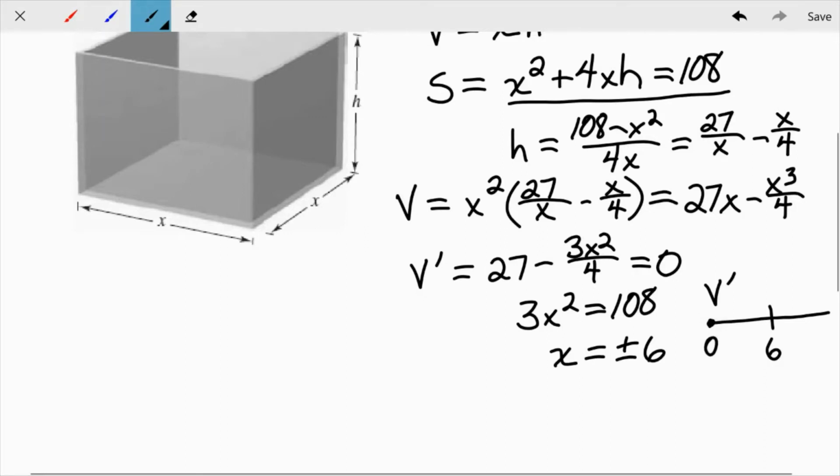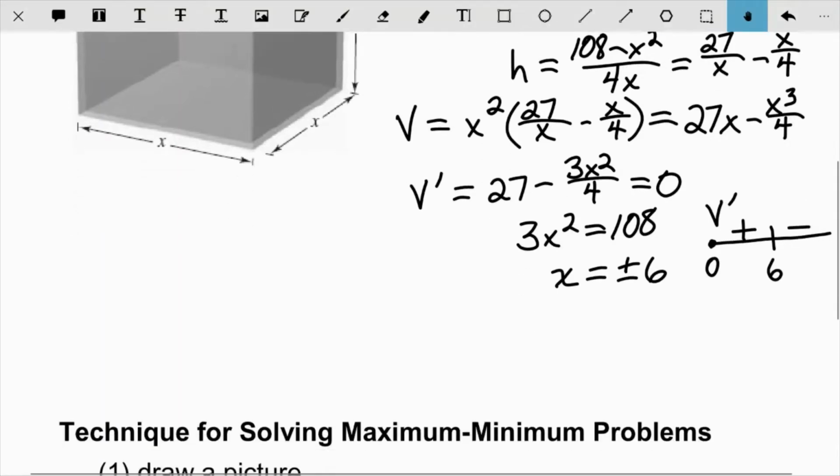Between 0 and 6, and then anything higher than that. But you can see when I have a number that is between 0 and 6, like let's say I plug 1 in. If I plug that into my derivative, I'm going to get a positive. As soon as I get higher than 6, my derivative becomes a negative. So I can see from that sign chart that I have a maximum when x is equal to 6.